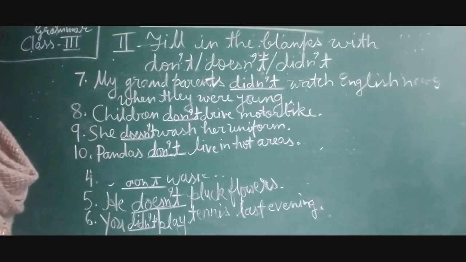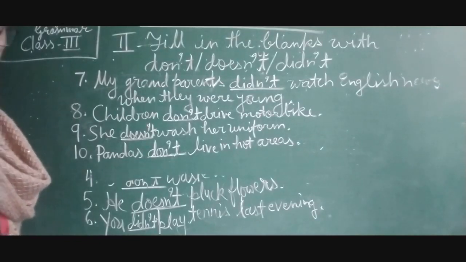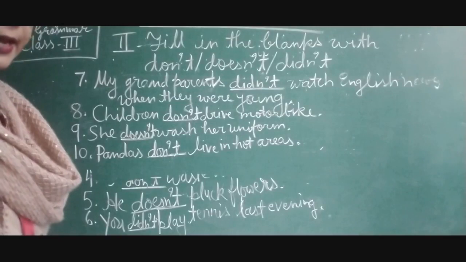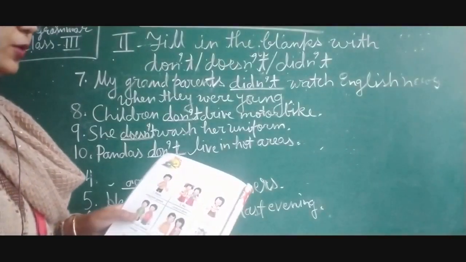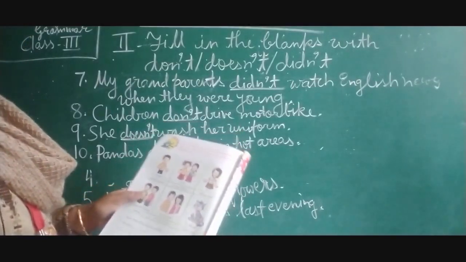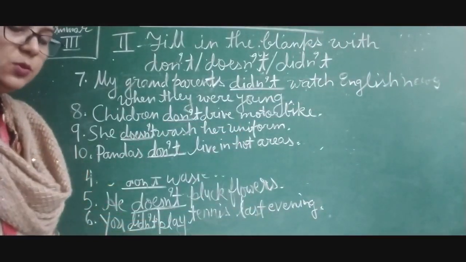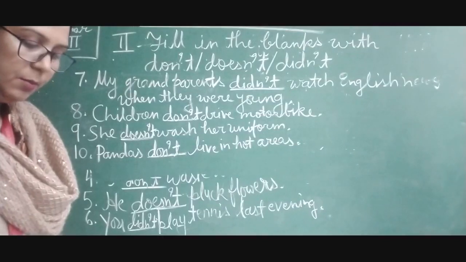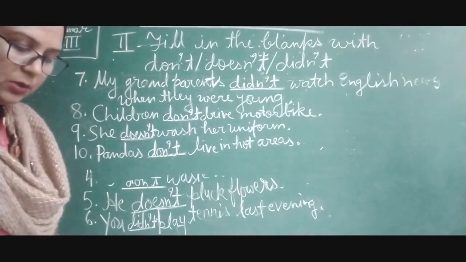Now children, we will do fun time. That is, you can look at the pictures and read what these kids don't like to do. Then frame the sentences. One has been done for you. Manu doesn't like computer games.